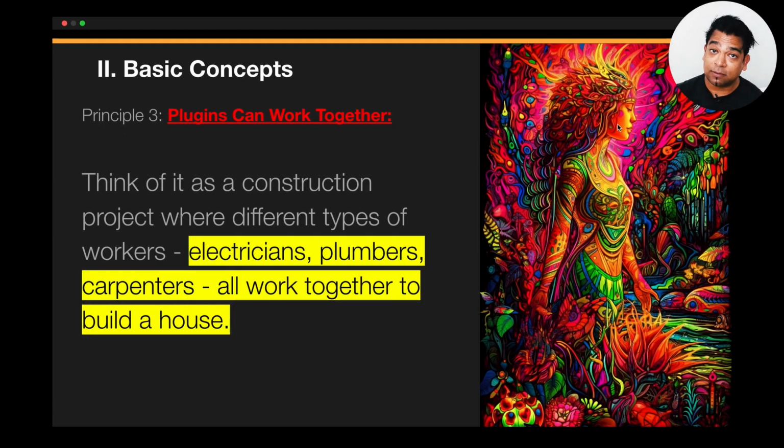And they can work together, just like you can have a couple of apps that work together. Think of it as a construction project where different types of workers, plumbers, electricians, carpenters, they all work together to build a house. ChatGPT plugins are similar. And when you think about apps like Zapier and IFTTT, if this then that, these are apps that combine multiple apps and allow you to work with them together. ChatGPT plugins allow you to work with three plugins at one go. I'll show you how to do that.